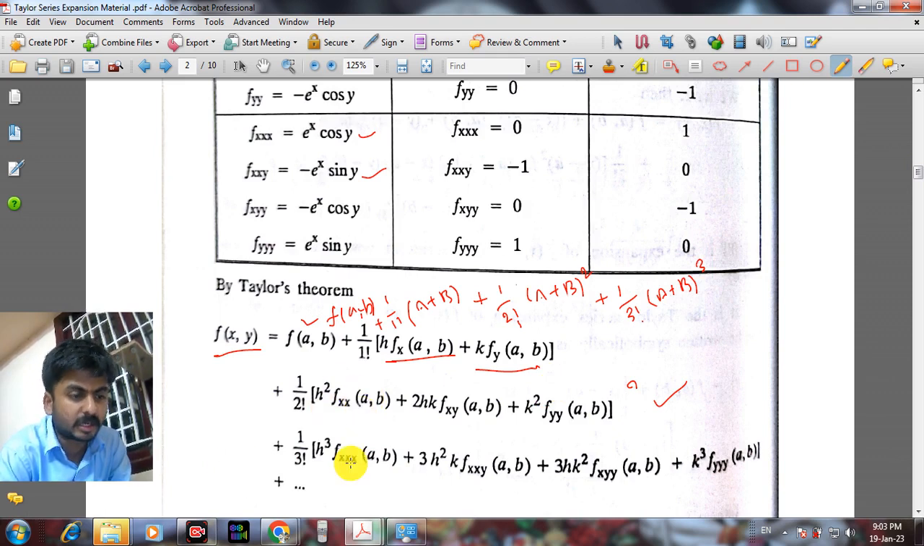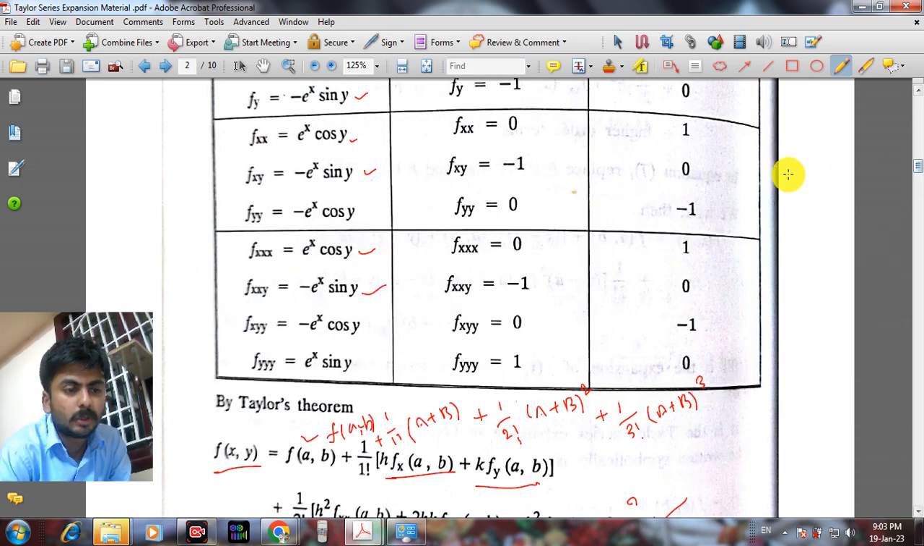We have already found f triple x, and we already know we want to find fxxy, fxyy and f triple y. We want to find these three terms, so we shall find these three terms.